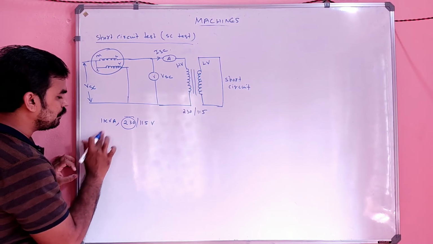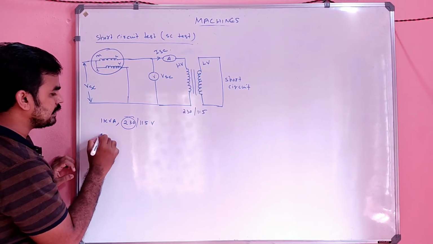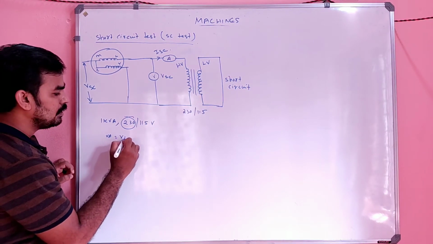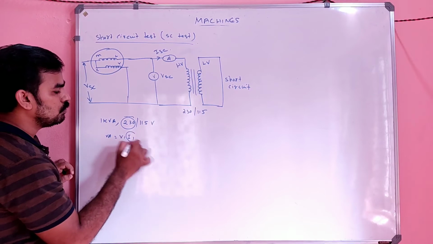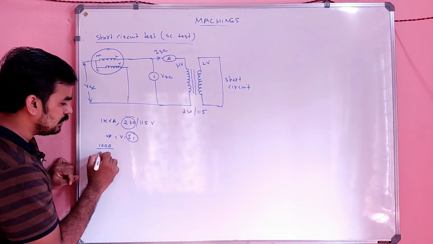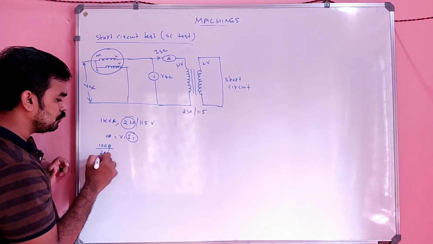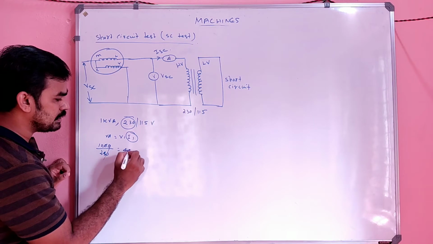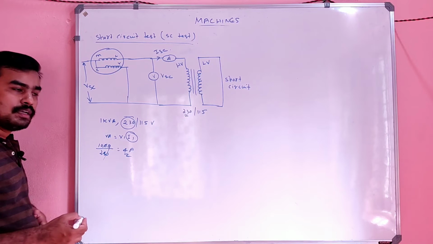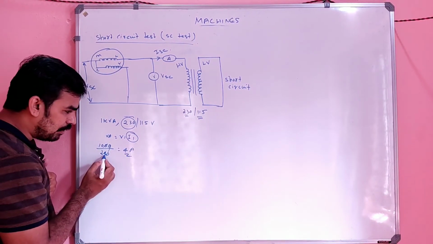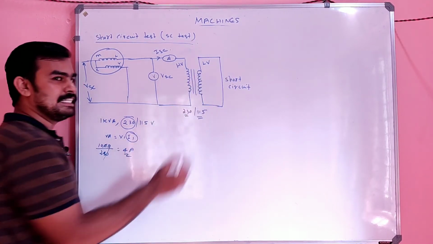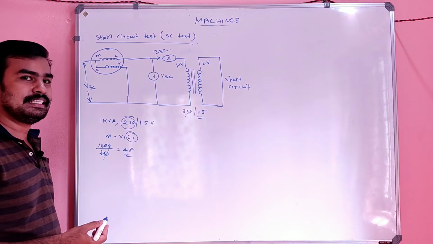The kVA rating, or volt ampere rating of a transformer, is V1 into I1. So I1 will be equal to 1 kVA, which is 1000 volt ampere, divided by 230. So 4 point something ampere will be there. That is the rated current regarding the high voltage side. But for the low voltage side, divided by 115, it will be 8 ampere. Did you get the idea why we didn't perform the SC test on the LV side?